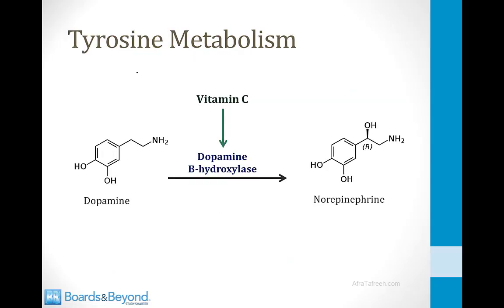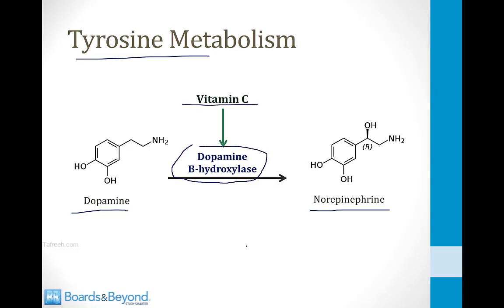The final role of vitamin C involves synthesis of neurotransmitters. The amino acid tyrosine is used to synthesize dopamine, and from dopamine, you can make norepinephrine using an enzyme called dopamine beta hydroxylase, and this enzyme requires vitamin C.